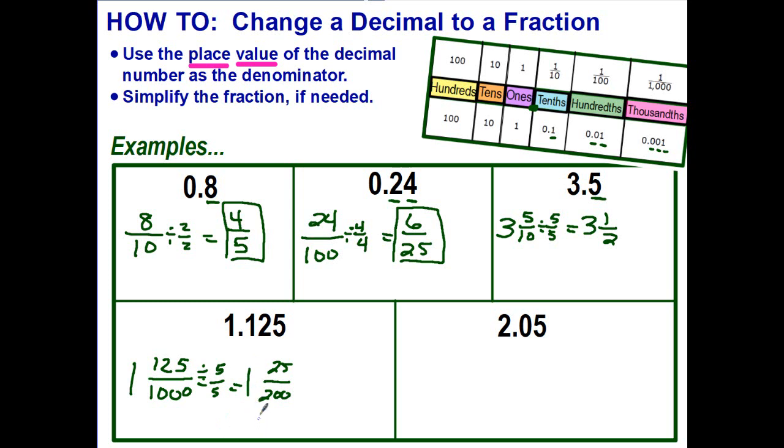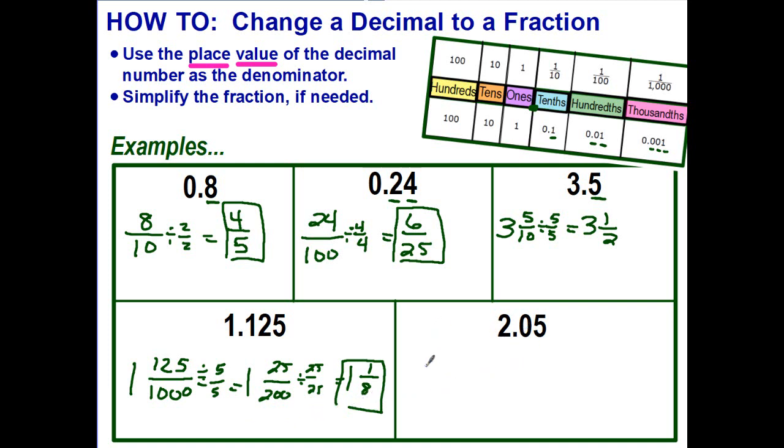Are we simplified yet? No. So we're going to divide by 25. I think of quarters. I think of 25 cents. I think of $2. So divide by 25. 25 divided by 25 is 1. 200 divided by 25. Well, if there are 4 quarters and $1, then there are another 4 quarters, so a total of 8 quarters and $2. And don't forget your whole number. And we are simplified. 1 and 1/8.